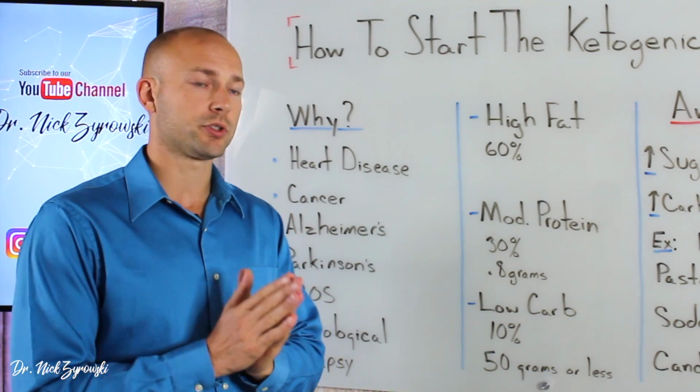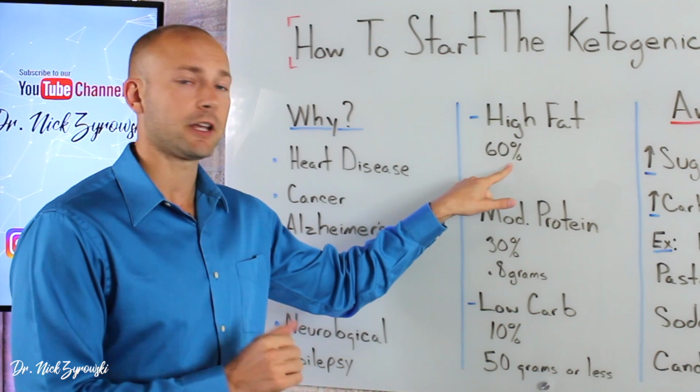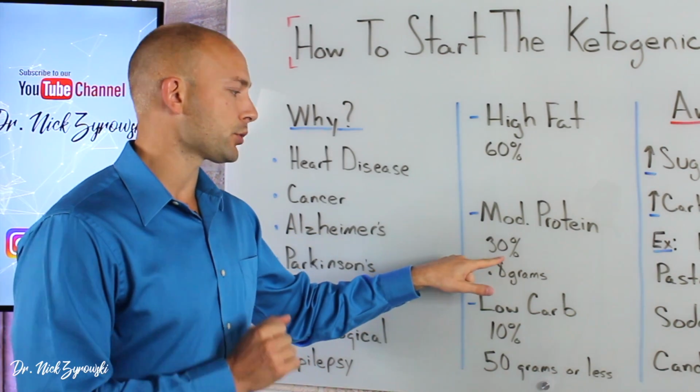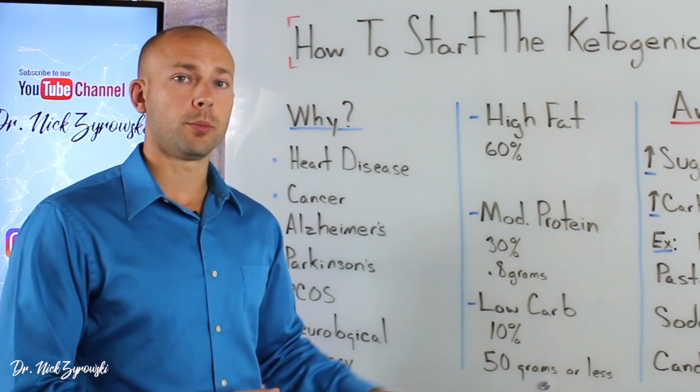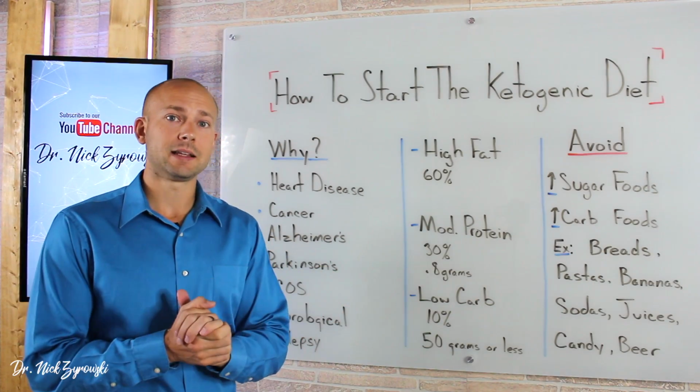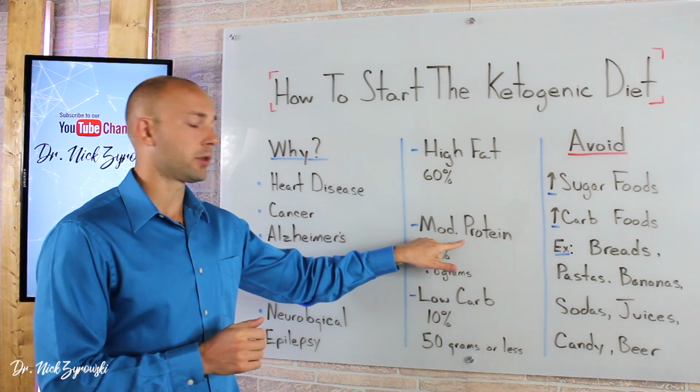When we break this down percentage-wise, we're going to be right around 60% fats, right around 30% proteins in our diet, and then 10% of our diet is going to be carbohydrates. So now let's go ahead and break that down even a little bit further, and let's start with the protein.